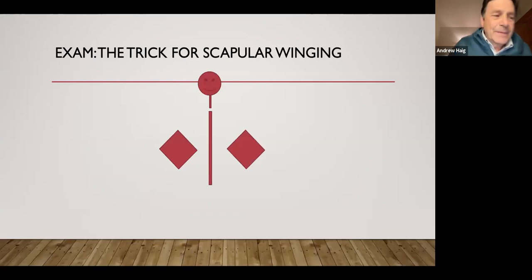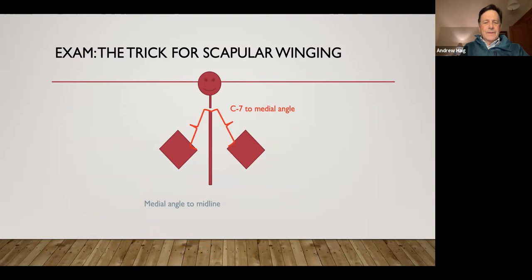Here's a trick that helps with proximal problems, for scapular winging. So this is some poor woman or some poor guy with two scapulas, right? And people do all kinds of maneuvers of doing push-ups against the wall and everything. And those are helpful, okay? But here's what you really do. You look at them, have them relax, and you look at the scapulas, and you measure with a measuring tape from C7 to the medial angle, from the midline to the medial angle, and from the inferior border to the medial angle.